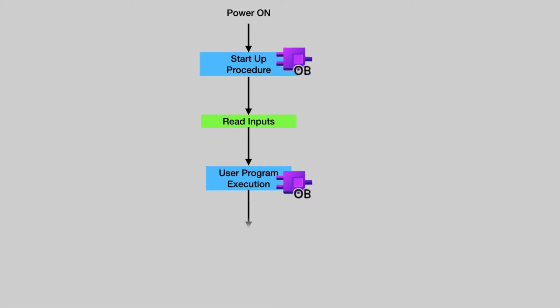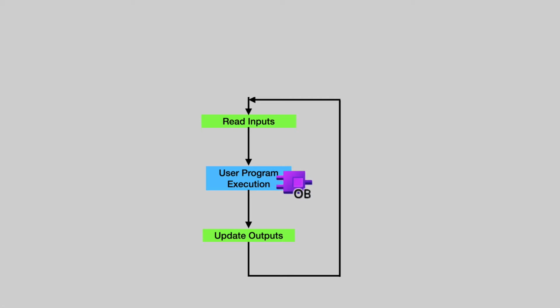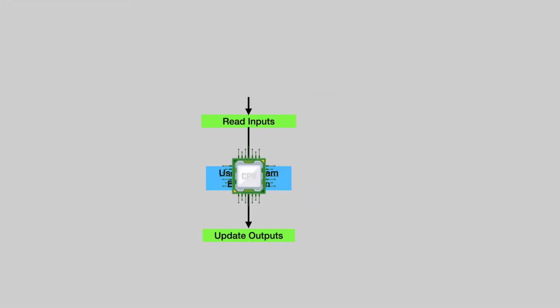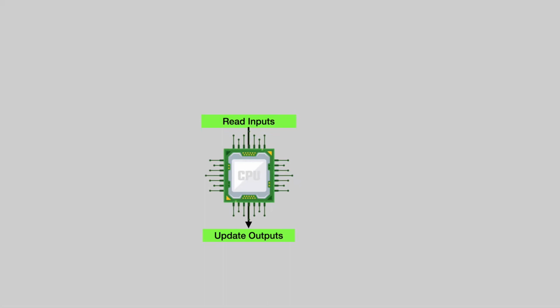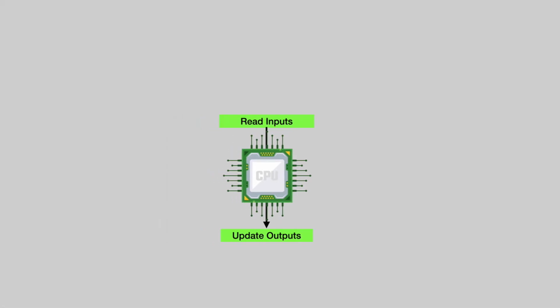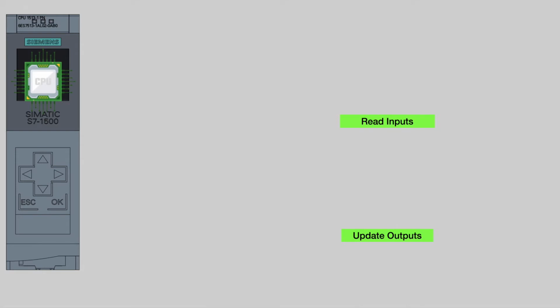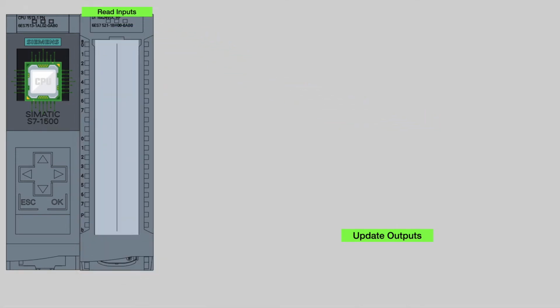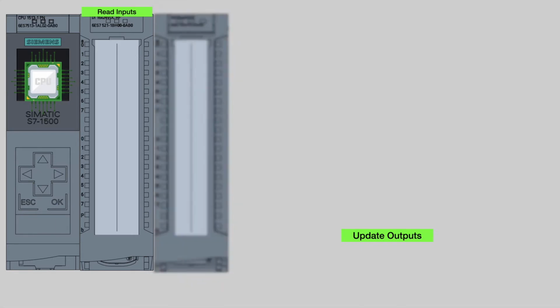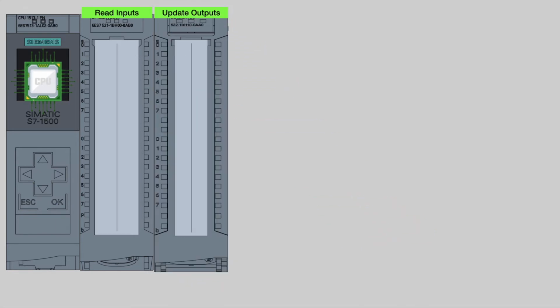After execution of the user program is finished, CPU will update outputs. This process repeats again and again. One cycle starting from reading inputs until update outputs is called PLC scan cycle. User program is executed by the CPU. The CPU is the brain of the PLC. Reading inputs is done by input modules and updating outputs is done by output modules.